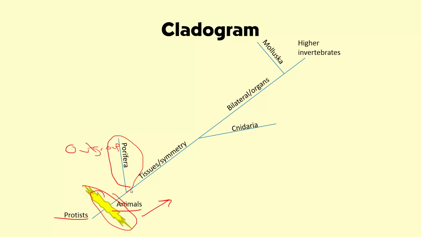They do not have tissues. So the big separation between all other animals and sponges is tissues and symmetry, which we'll talk about a little bit more later on. So the next break-off point would be Cnidaria, and those are going to be your anemones, your corals, and your jellyfish. The next advancement to get to Mollusca are going to be true organs and bilateral symmetry. So again, we'll talk about all these in greater depth, but I wanted to show you what it looked like on a cladogram.